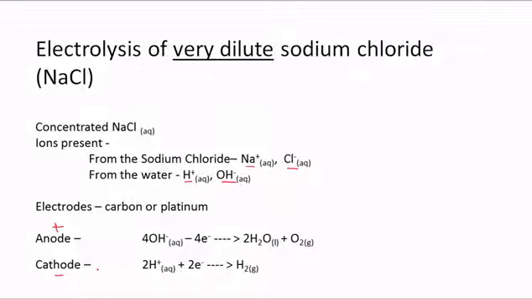At the cathode, we have sodium ions and hydrogen ions moving towards it. But the hydrogen is what is displaced because hydrogen is lower down in the electrochemical series. So it will be 2H+ + 2 electrons producing H2 gas. If we balance the electrons in this case, we get 4H+ + 4 electrons producing 2H2. So therefore the ratio of oxygen to hydrogen is 1 to 2.